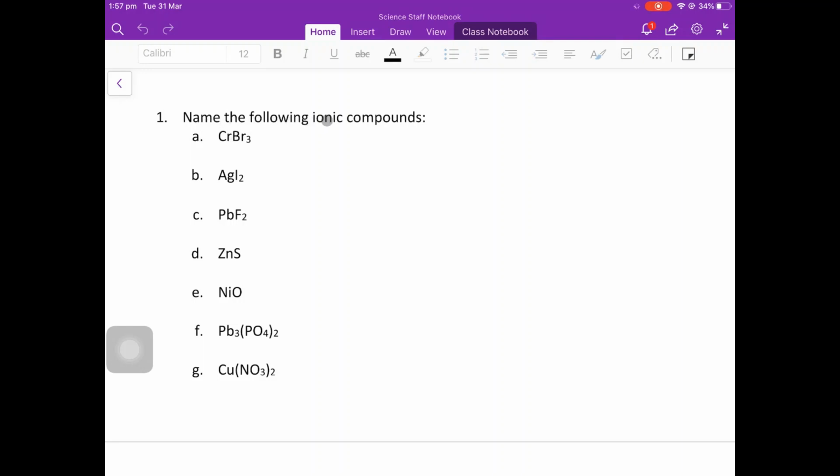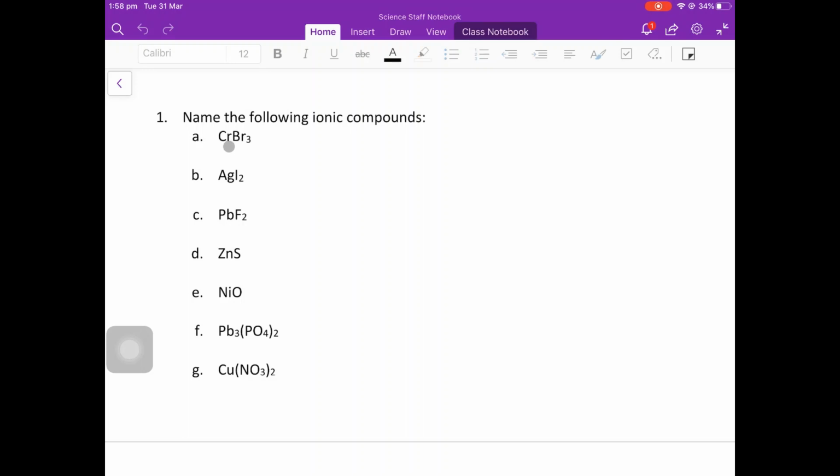All right, let's have a look at naming some ionic compounds. Here's our first one, CrBr3. By convention, we put the cation first and the anion second, so the positive ion goes first and the negative ion goes second. There's one Cr cation and three Br anions, and we can tell there's three because of the little subscript 3 just here.